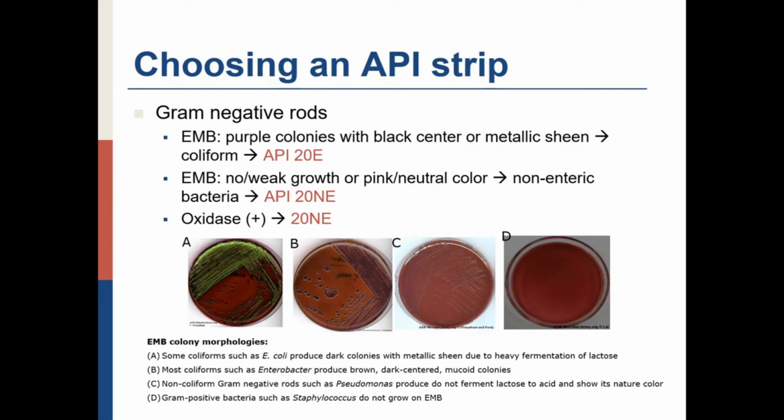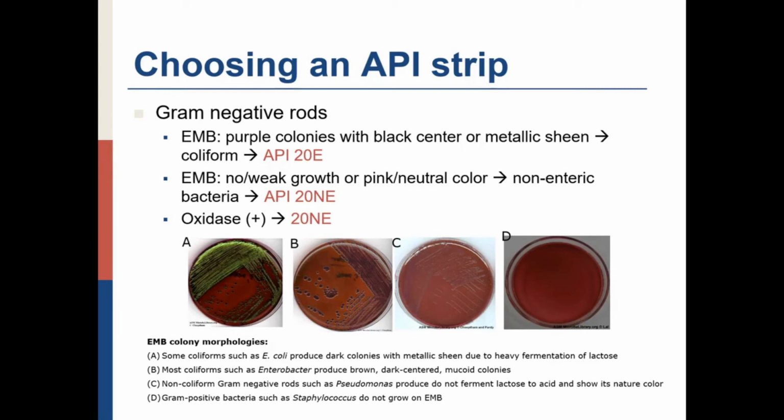So these different names, API 20E, API 20NE, or just 20NE, are going to be testing for different types of organisms. They just have different biochemical tests inside that pack. So when you use your EMB plate and you streak it, if you get purple colonies with black centers or a metallic sheen, then you have coliforms or enteric bacteria. So then you'd use the API 20E for enteric.